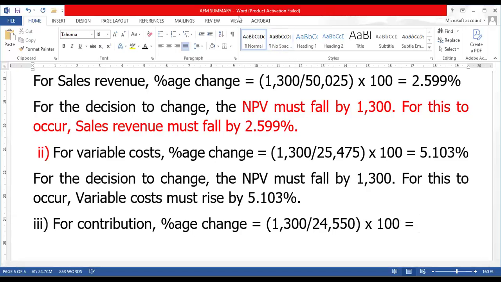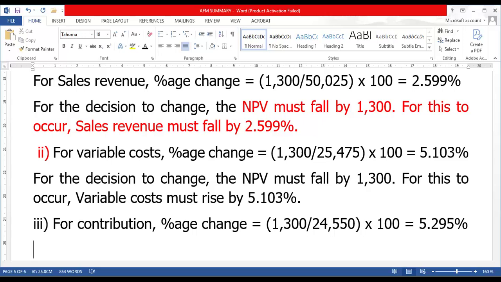Put some speed, my friends. Put some speed. What did you get? I don't have a calculator here. 5.2. Around 3 decimal points, it's 5.295.